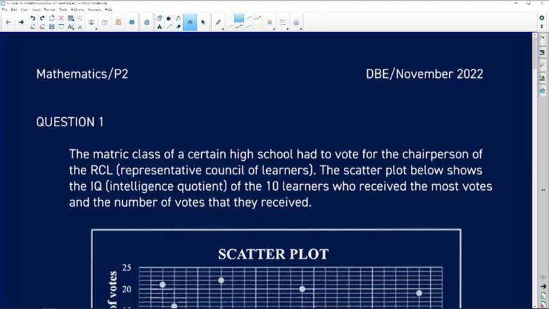Right, let's now take a close look at question 1 of the November paper 2 of the matrics of 2022. Question 1 reads as follows. It says, the matric class of a certain high school had to vote for the chairperson of the RCL, Representative Council of Learners. The scatter plot below shows the IQ, intelligence quotient, of the 10 learners who received the most votes and the number of votes that they each received.